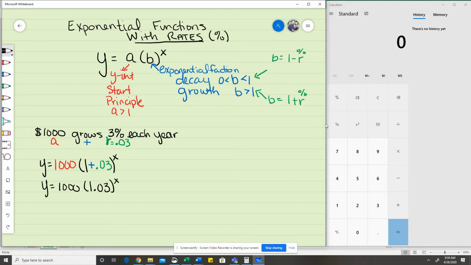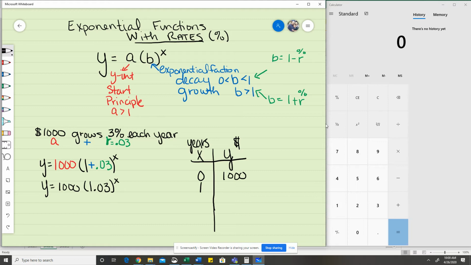Now I want to look at what this savings account is actually going to look like if it's growing at 3% each year, assuming I don't pull any out and I don't add any more to it. So I'm going to set up a little table. X is my number of years. Y is the amount of money in my account. At 0 years, I have $1,000. That's my starting number. After 1 year, I want to know how much money is going to be in that savings account.